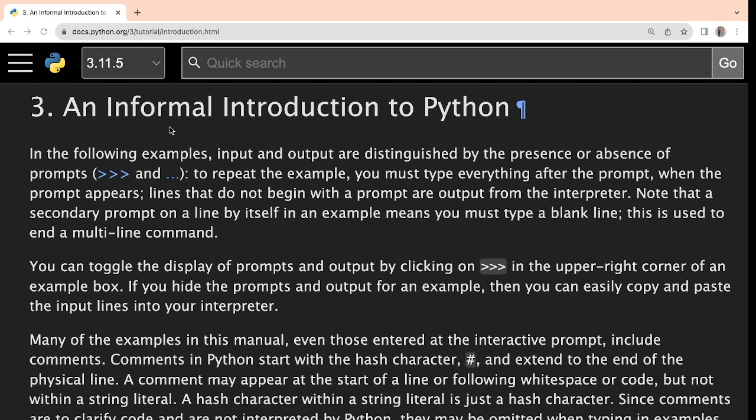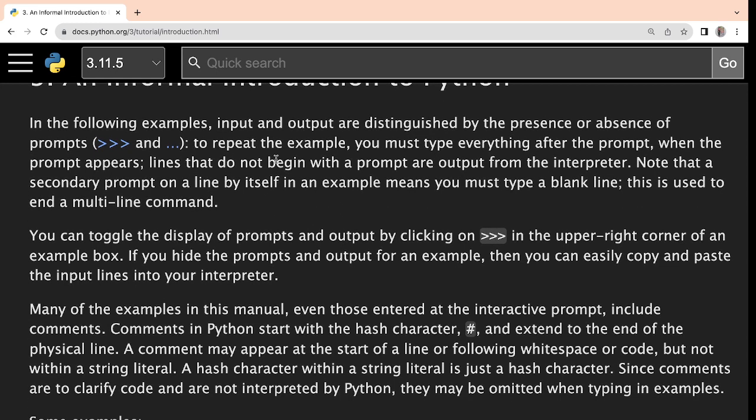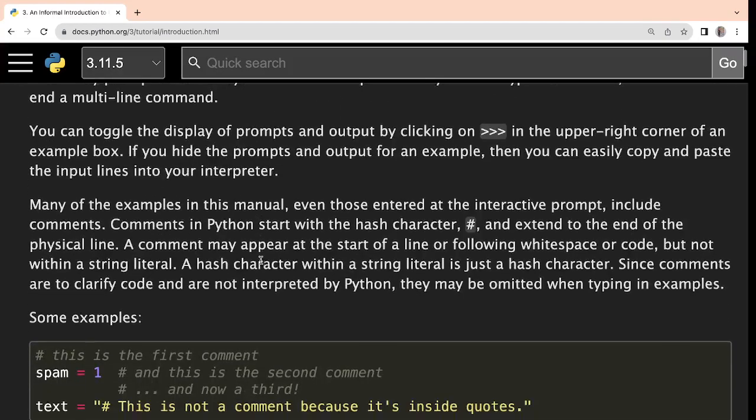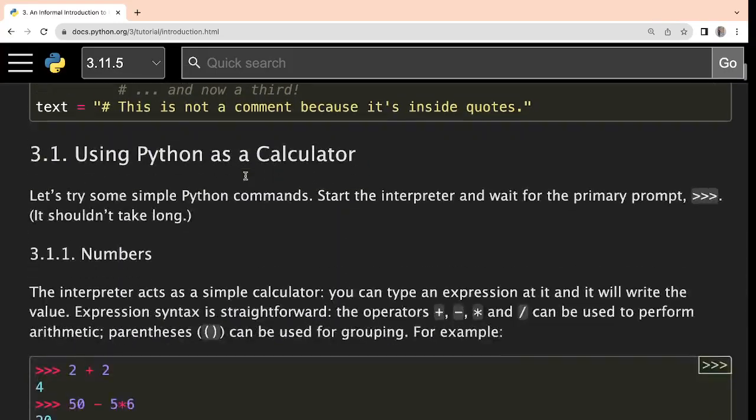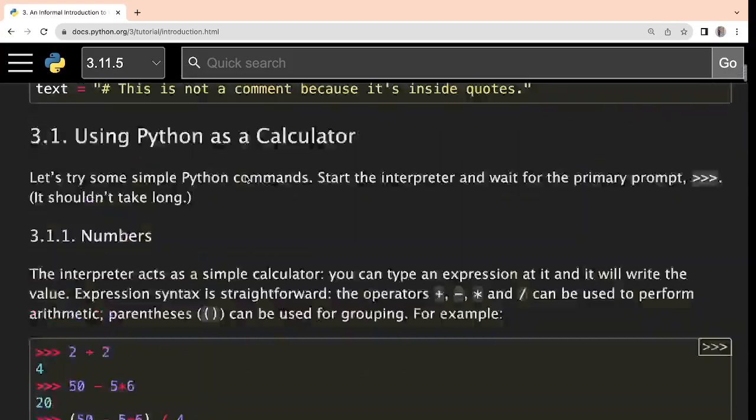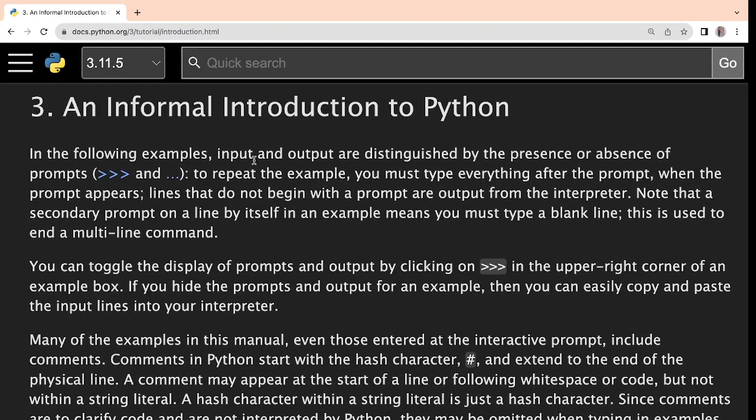In this lecture, we are going to see an informal introduction to Python. So in the following examples, some examples are written over here as you can see. In the following examples, input and output are distinguished by the presence or absence of prompts.